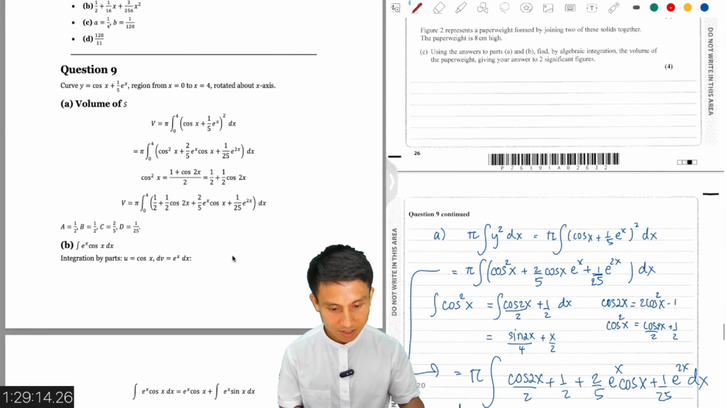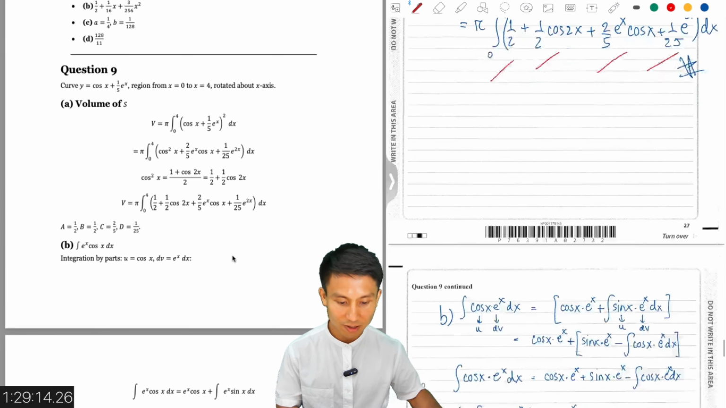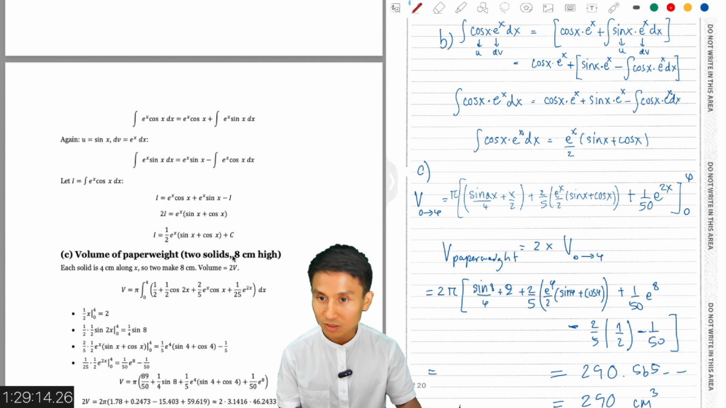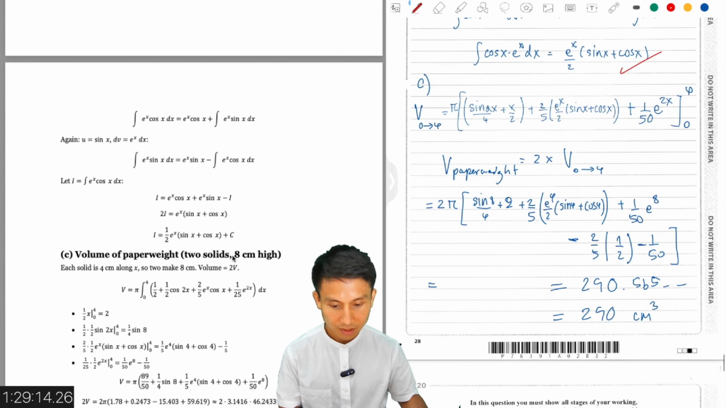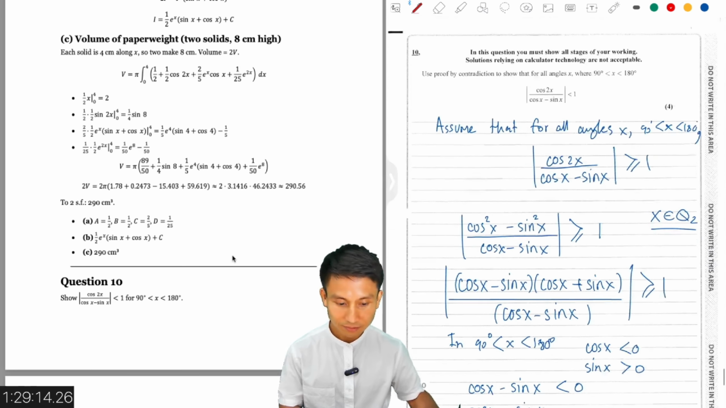So A, B, C, hang on, where's everything? Yeah. So 1 over 2, 1 over 2, 2 over 5, 1 over 25, yeah. For part B, this is the loop integration, that's it. And then part C, 290, nailed it.